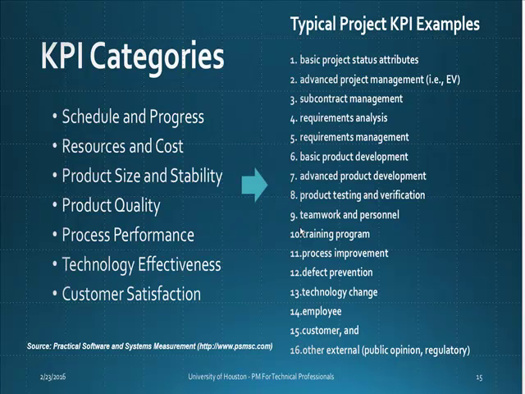All right, so KPI categories and performance management. One of the most important things you should know is that we have a lot of KPI indicators you can use to measure performance, and they can be categorized into schedule progress, resource and cost, product size and stability, product quality, process performance, technology effectiveness, and customer satisfaction, right? On the right-hand side you can see a list of specific indicators you can use to capture all these 7 categories.